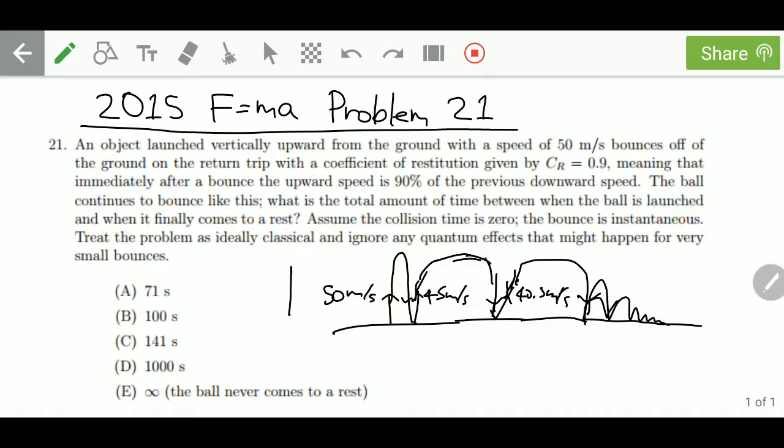I guess you could plot this as height versus time, although of course this is a very bad drawing. And so we're told to find the total amount of time between when the ball is launched and when it finally comes to rest. And we're told that the bounce is instantaneous.